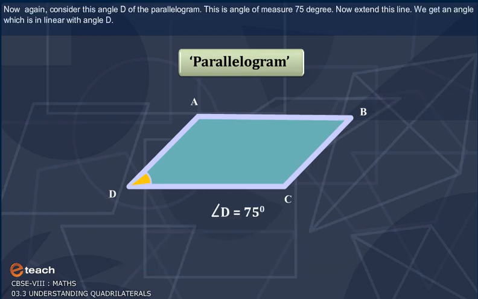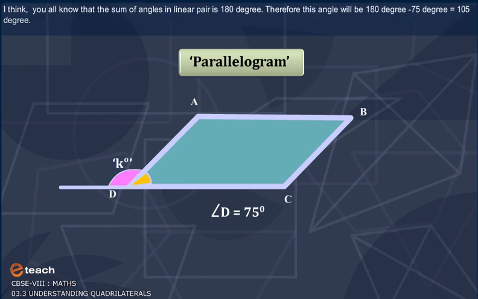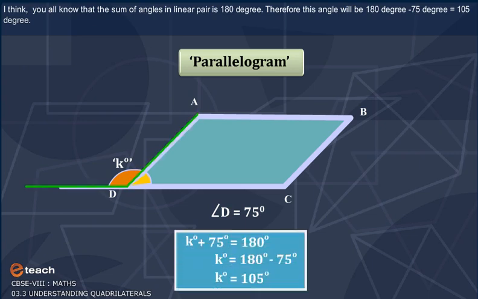Now again, consider this angle D of the parallelogram. This is an angle of measure 75 degrees. Now extend this line. We get an angle which is in a linear pair with angle D. I think you all know that the sum of angles in a linear pair is 180 degrees. Therefore, this angle will be 180 degrees minus 75 degrees, which is equal to 105 degrees.